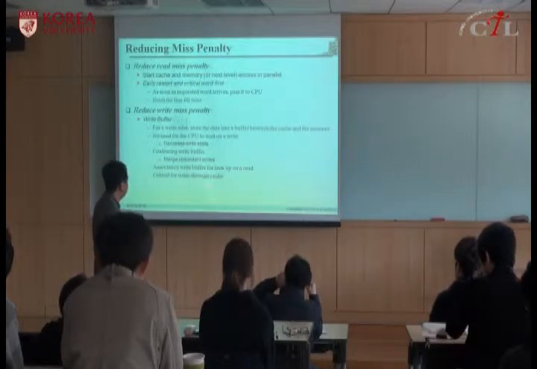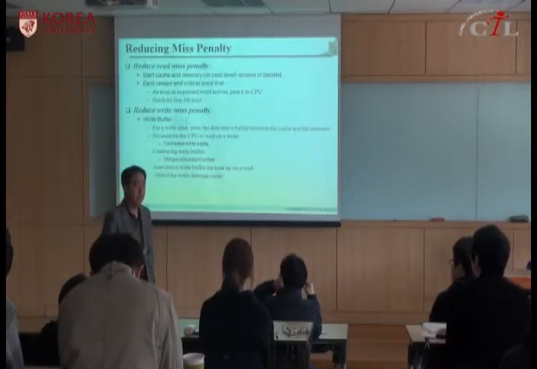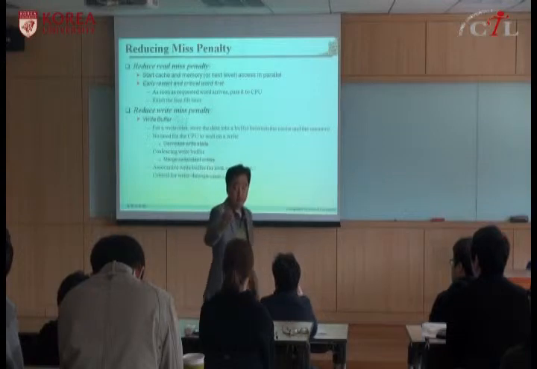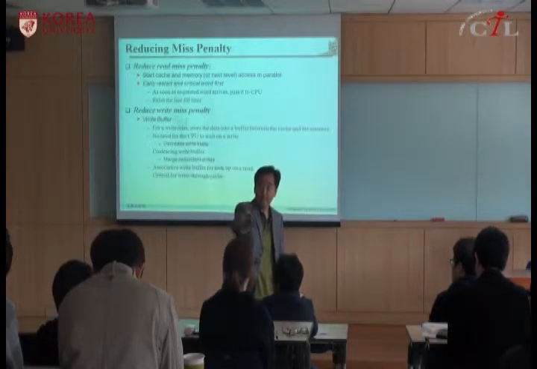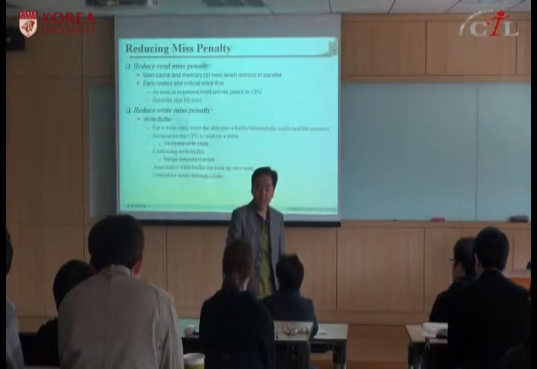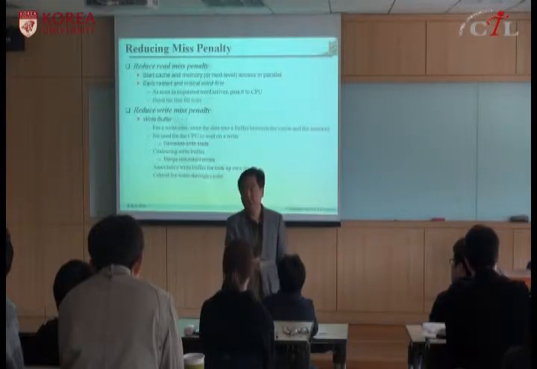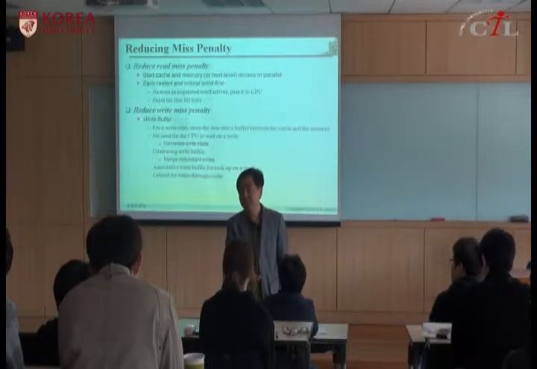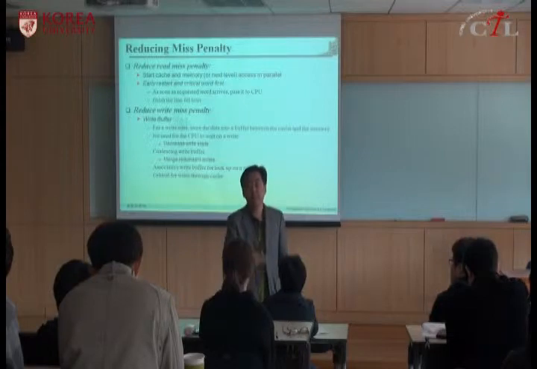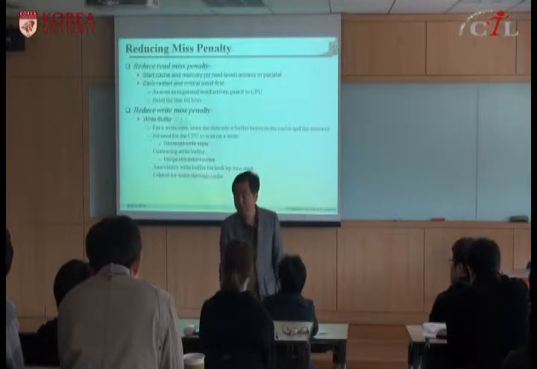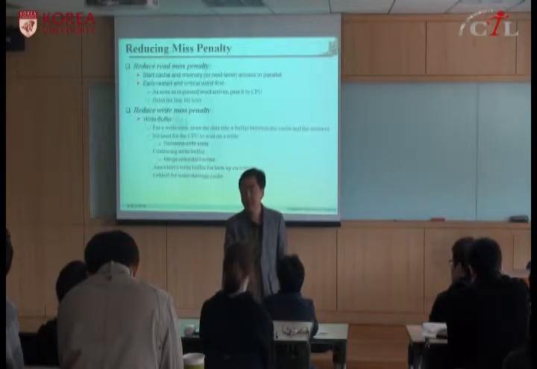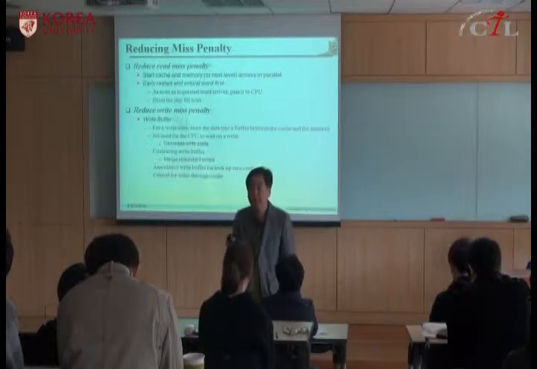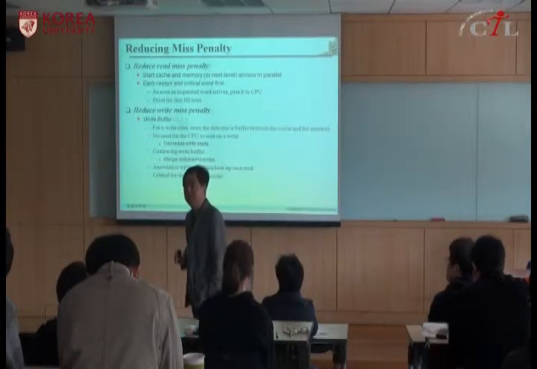And this is critical for write-through cache. Write-through cache means every time you write to the cache, you have to write through to the memory. Right? It generates too many writes. Write-back cache means you just do a write on your first-level cache, and when this block is replaced, you write to the memory. That's write-back cache. Right? In both cases, we need the write buffer.